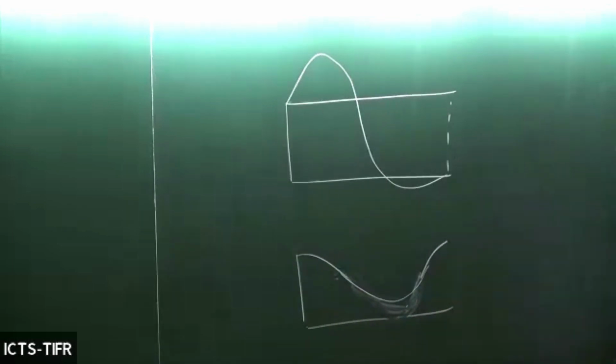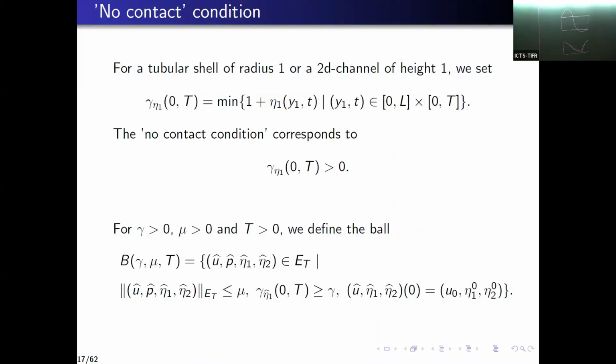So I must be above the contact. This is why I have to introduce a condition for the contact. The contact is obtained when 1, which is this value, plus the displacement, is equal to 0. So I ask that eta 1 is such that this quantity remains strictly positive. And so the fixed point is written in this ball here.